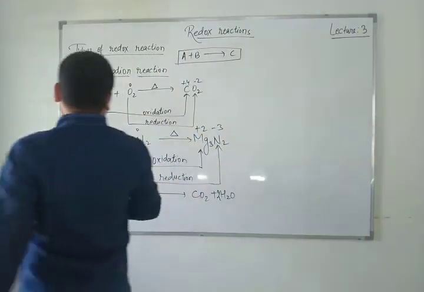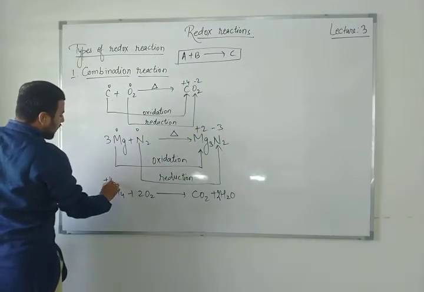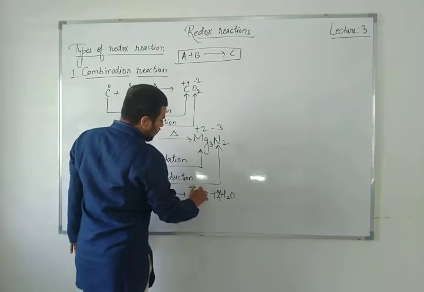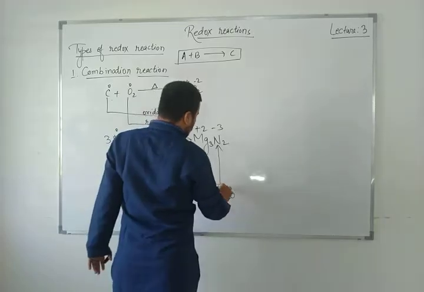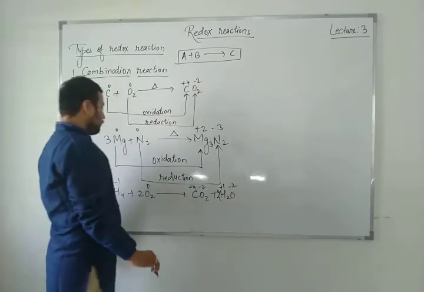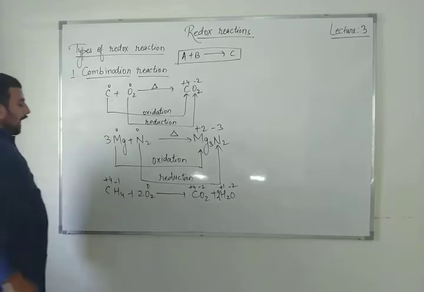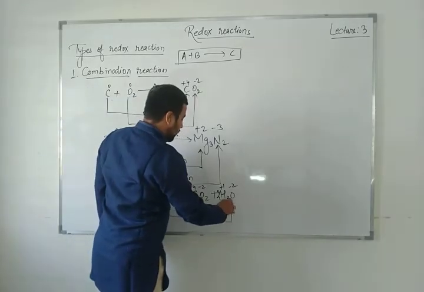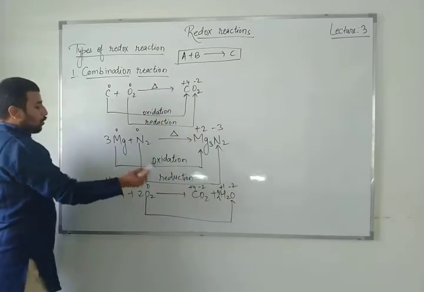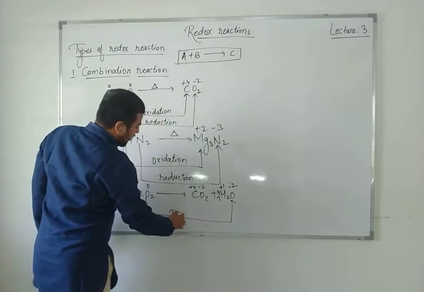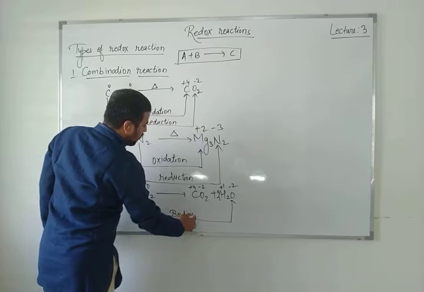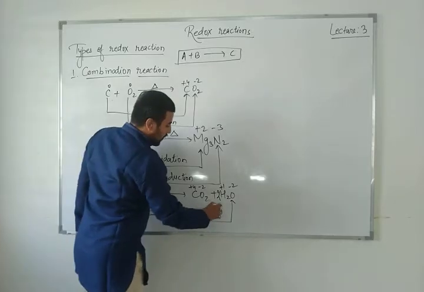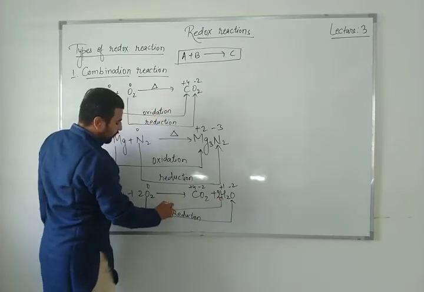Here you can see the carbon is +4, hydrogen -1, oxygen 0, carbon +4, oxygen -2, hydrogen +1, oxygen -2. So you can see everywhere oxygen has got -2 oxidation state. So 0 to -2 is called reduction. Can we say it is reduction? Yes or no? Definitely we can say. And -1 to +1 is oxidation.